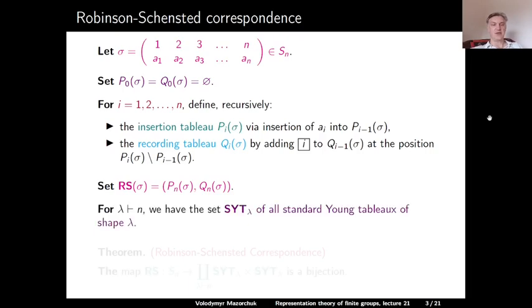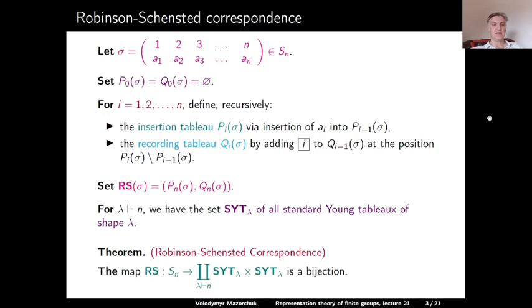And for lambda a partition of n, we have the set SYT lambda of all standard Young tableaus of shape lambda. Then the Robinson-Schensted correspondence says that the map RS, which starts from a permutation, an element in Sn, and which produces a pair of standard Young tableaus of the same shape, and this shape is a partition of n. So this map is a bijection between Sn and the set of pairs of standard Young tableaus of the same shape, and this shape should be a partition of n.